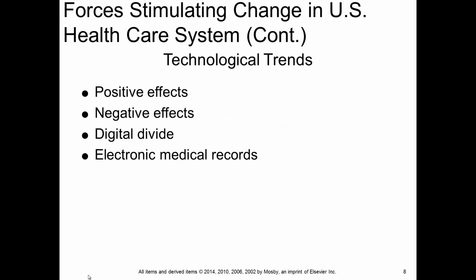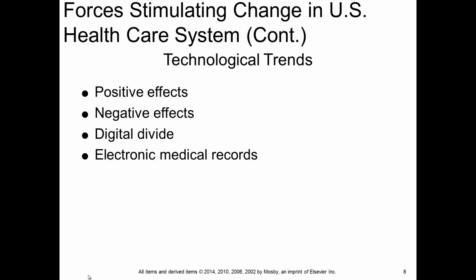Forces stimulating the change in the U.S. healthcare system: technological trends like telehealth, particularly in rural areas, in long-term care and home health and hospice. This is something that can be helpful to be able to assess and provide interventions for patients who live in settings like this. So there are positive effects of that. It improves healthcare services. It reduces costs. It's a very efficient means of delivering care. You can't really ever completely replace people with machines, because it's the data that people put into the machines that makes machines successful. And it creates more convenience for time and travel.